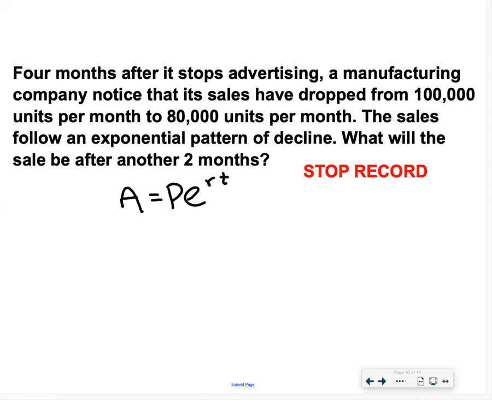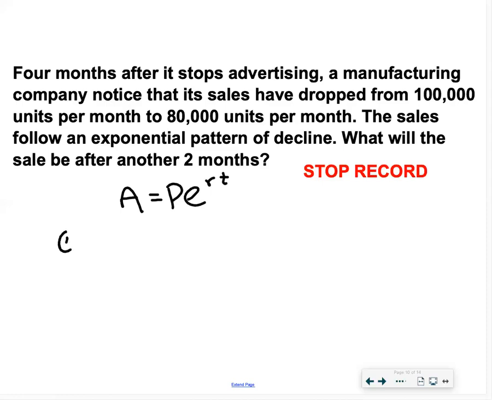Okay, the question's asking, what will the sale be after another 2 months? They're giving you time, right? The 4 months and the 2 months. But you're kind of missing a few things though. You're missing the rate of decline, right? They don't tell you anything in here about what your R would be, like 0.8, 0.9, whatever. It also doesn't tell you what it will be after another 2 months. So you're really missing two things. Again, your A and your R.